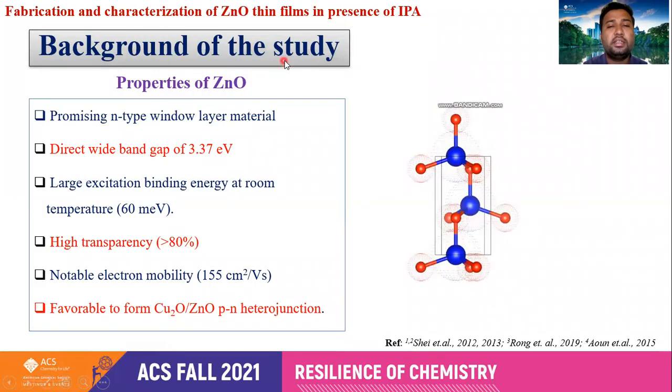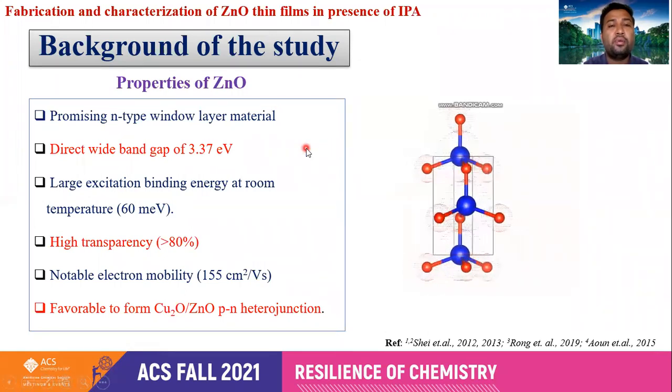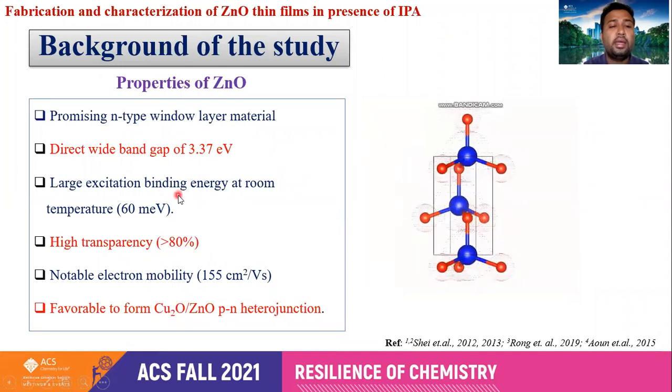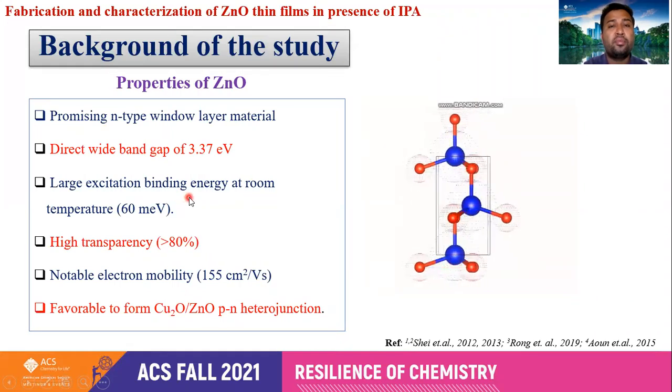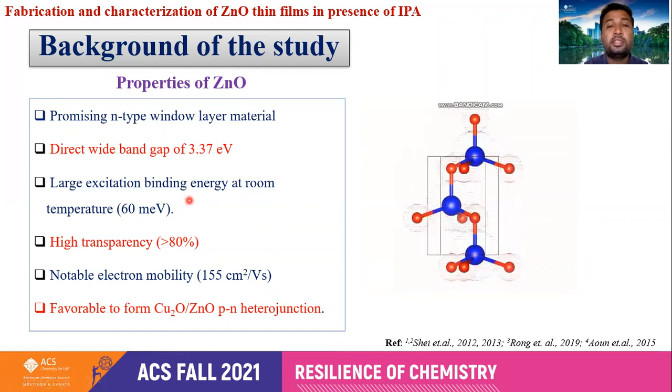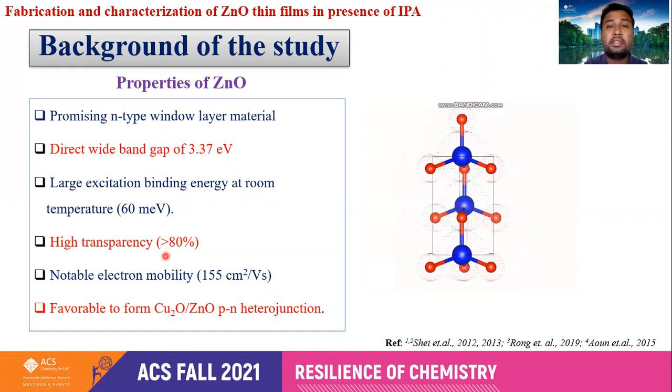Now, the background of the study. On the right side of this slide, I attached the wurtzite zinc oxide unit cell structure. We know zinc oxide is a promising anti-reflective material, and it has a wide band gap of 3.37 electron volts and a large exciton binding energy at room temperature, which is 60 milli-electron volts. Zinc oxide has a high transparency, greater than 80%, and a notable electron mobility, which is 155 centimeter squared per volt second, and it is favorable to form copper oxide zinc oxide heterojunction.